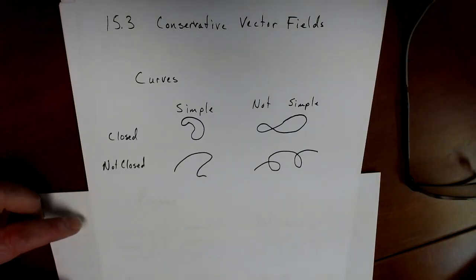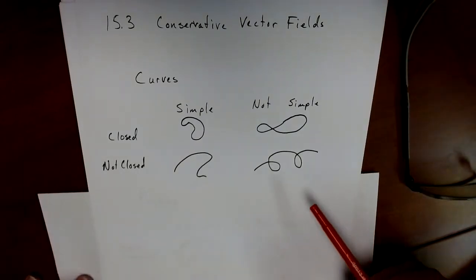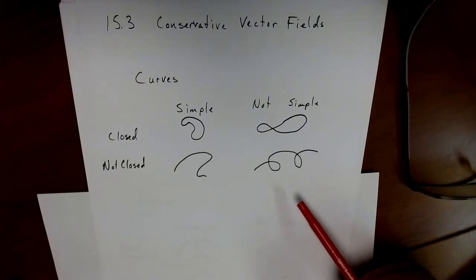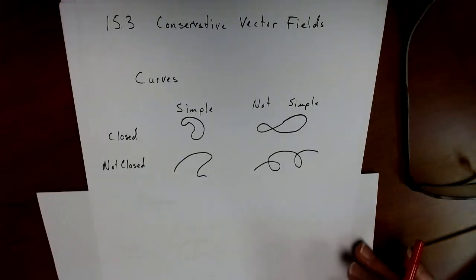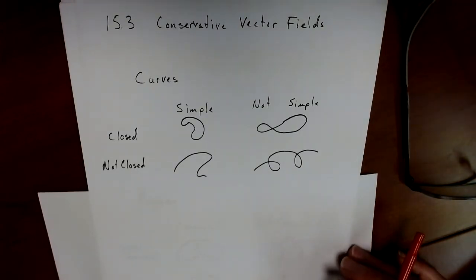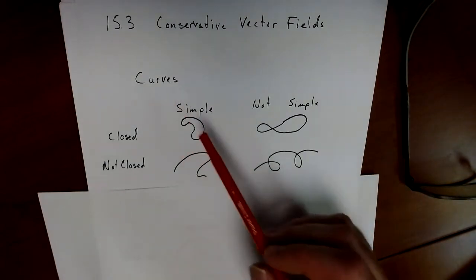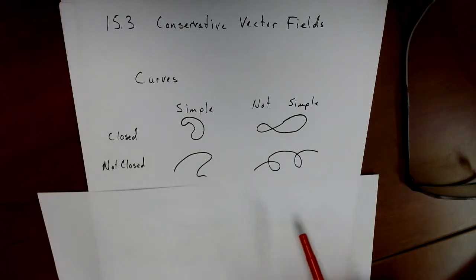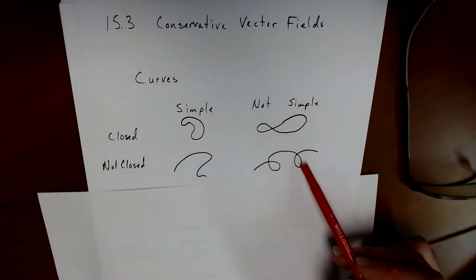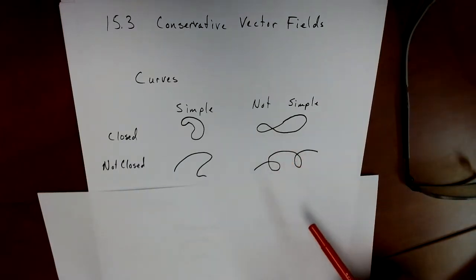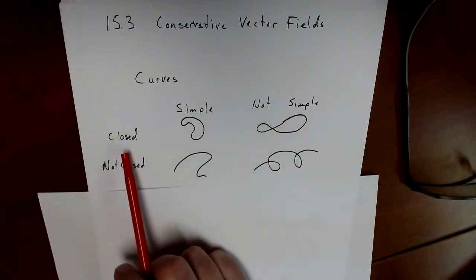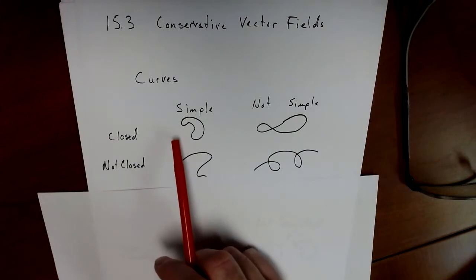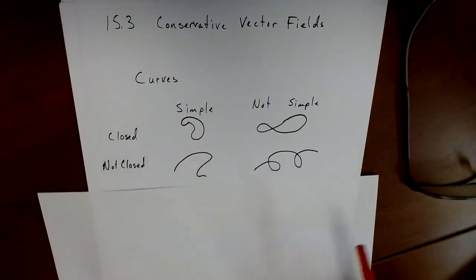But we need to talk just a little bit about some classification of curves and regions first. This is going to come up both in 15.3 and in 15.4. So a curve is simple like these two if it doesn't cross itself at any point. And so it's not simple if it does cross itself one or more times.